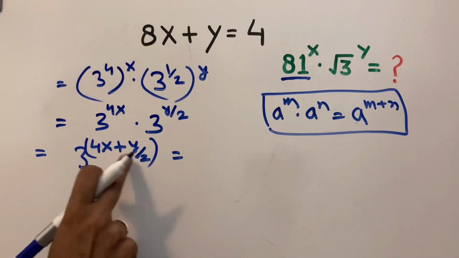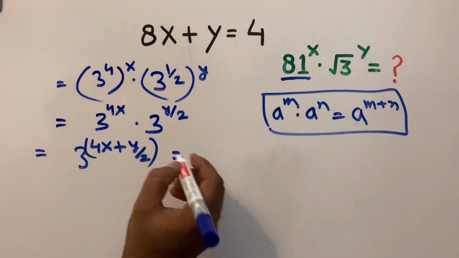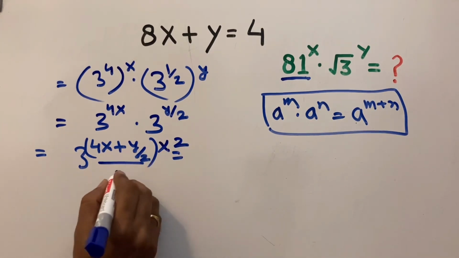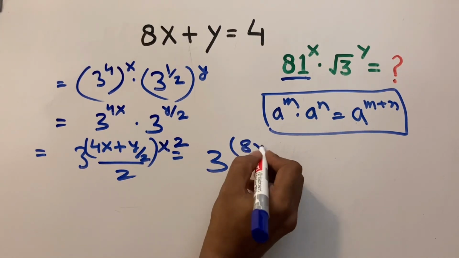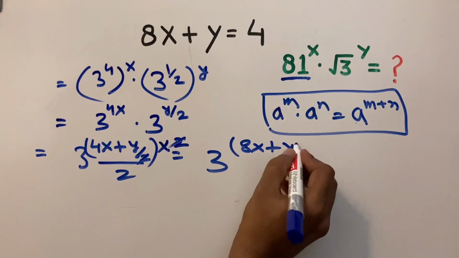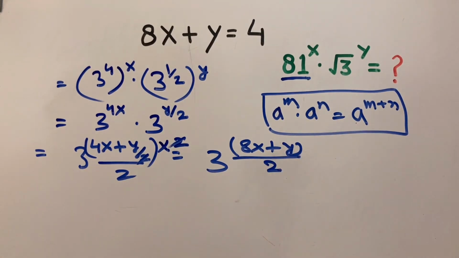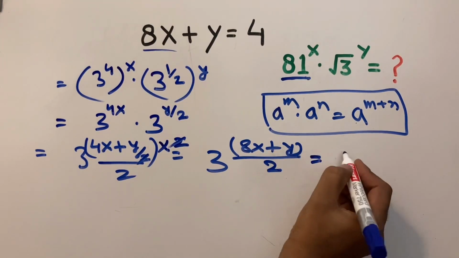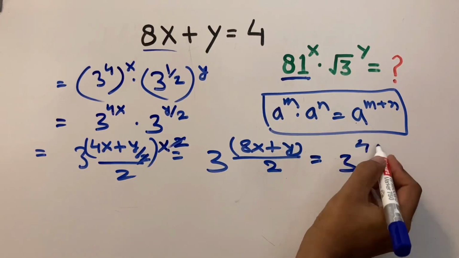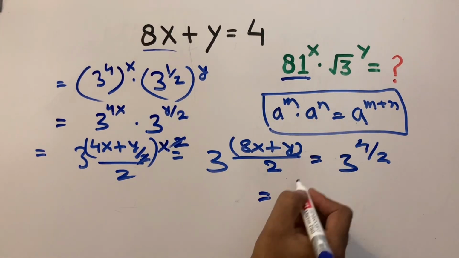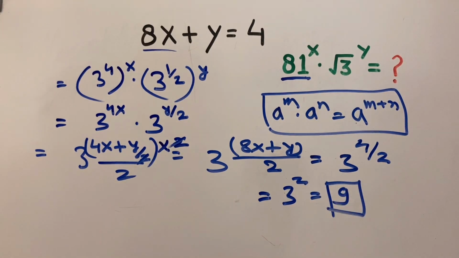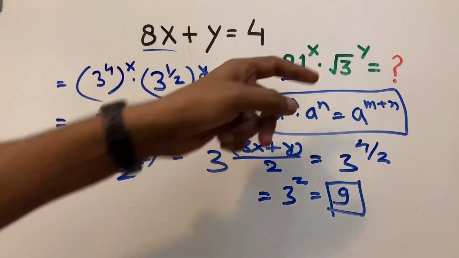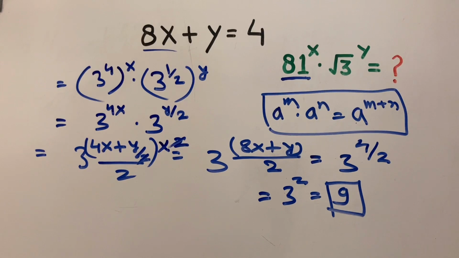Now multiply and divide by 2 in the powers of 3. Multiply by 2, divide by 2. This simplifies to 3^((4x × 2 is 8x, plus y) divided by 2). Here 8x + y = 4. So substitute this: 3^(4 divided by 2), which is equal to 3^2, and equal to 9. So 9 is the correct answer for this term, 81^x × √3^y.